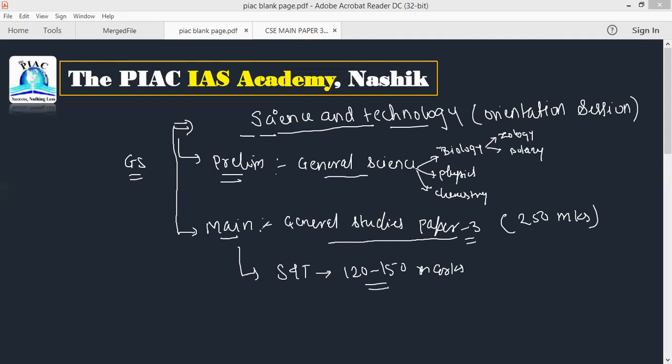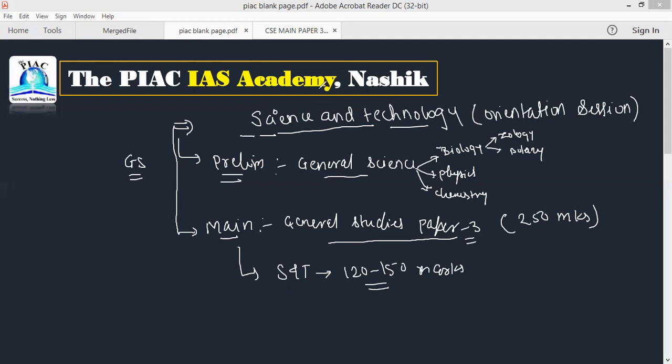So you got this. The science and technology part is included in General Studies Paper number 3, which is of 250 marks. Out of this, the marks for science and technology can vary around 120 to 150. This is the weightage of marks given to science and technology in General Studies Paper 3. All of you got this.